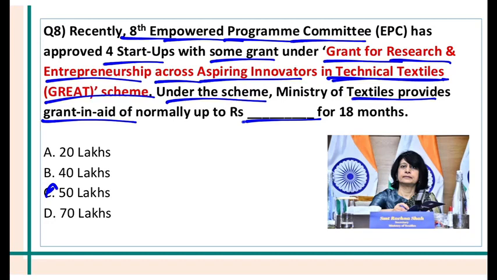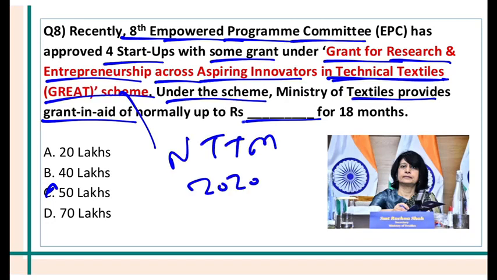This is a scheme that was started by the Ministry of Textiles. 4 startups have been approved and they will be given a grant of 50 lakh rupees each under the GREAT scheme. This GREAT scheme was started as a part of the National Technical Textiles Mission, which was started in 2020 by the Ministry of Textiles. The GREAT scheme was started in 2023. It encourages young scientists, young innovators and startup ventures to invest and innovate in the field of technical textiles. It will give you a grant of up to 50 lakh for a period of 18 months.